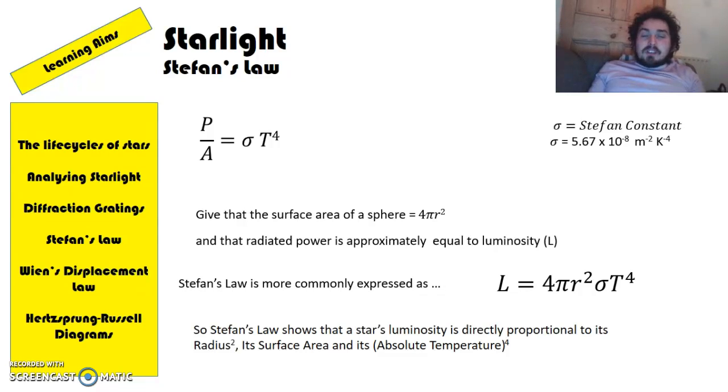So Stefan's law shows that a star's luminosity is directly proportional to its radius squared, its surface area, and its absolute temperature to the power of 4. That's really important because the luminosity is one of the few things that we can actually observe about a star. And if we can know anything else about it, we can use that as one of the measures to help us work something out about it. So knowing a star's luminosity is helpful. And there are other ways to determine its approximate temperature as well.